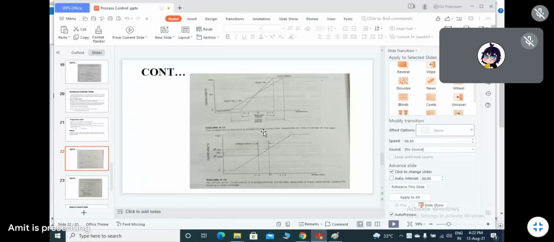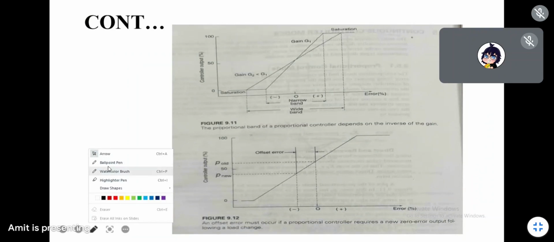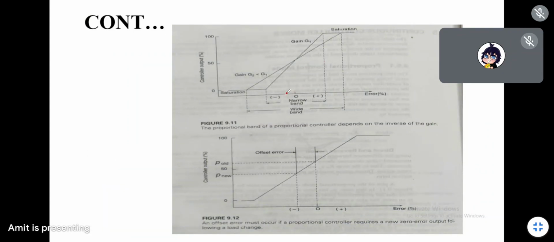Reducing the offset is one advantage, but with that this band also gets narrower. It means that with the smallest change of error, your output increases rapidly. Whenever your line is like this, your proportional band is only this much. For a small change of error, the proportional controller output is very high. So it is hard to control.